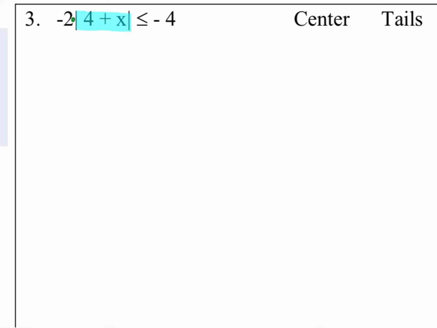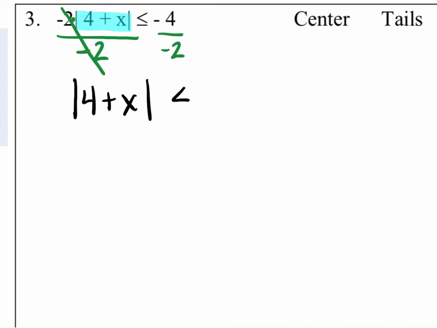Instead, we notice that this is multiplication, negative 2 times the absolute value of 4 plus x. So we want to undo it with the inverse, which is division. We're going to divide both sides by negative 2. Negative 2 divided by negative 2 reduces to 1, and we're left with the absolute value of 4 plus x is less than or equal to negative 4 divided by negative 2, which gives us positive 2.